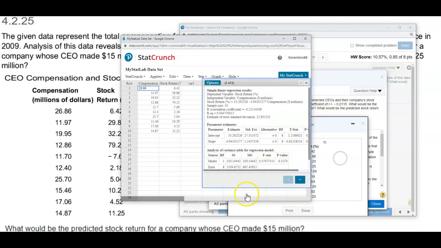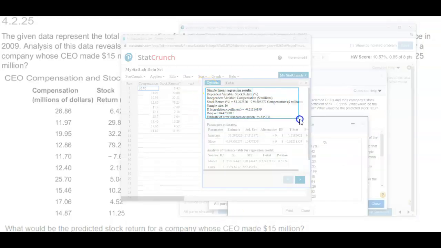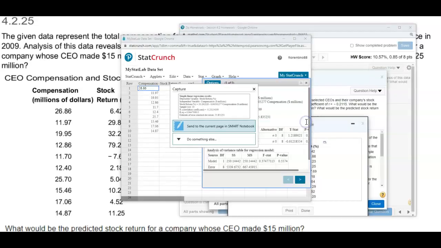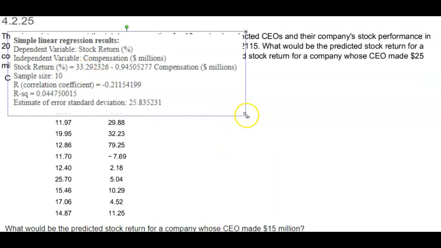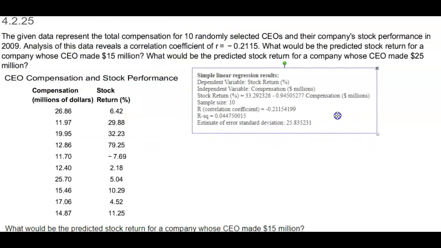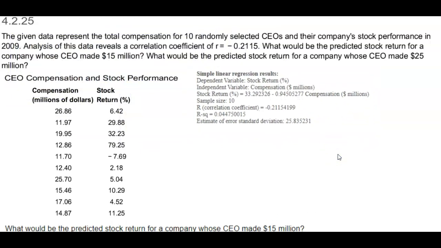So let's take a look at this information. We'll go ahead and copy this information here. We also have our graph, so we can see what it looks like. We're given the correlation coefficient, and that should match what we're looking for here. We can see that the correlation coefficient r is equal to negative 0.2115. That's what we get right here.